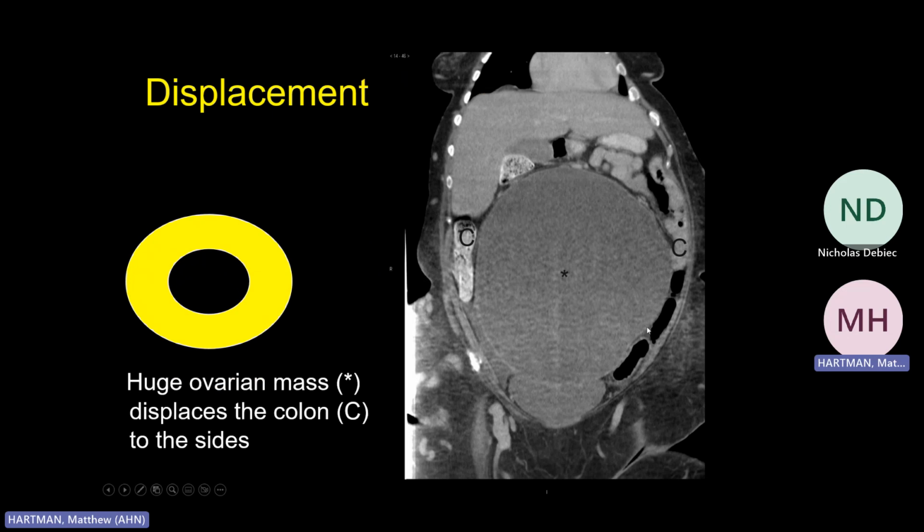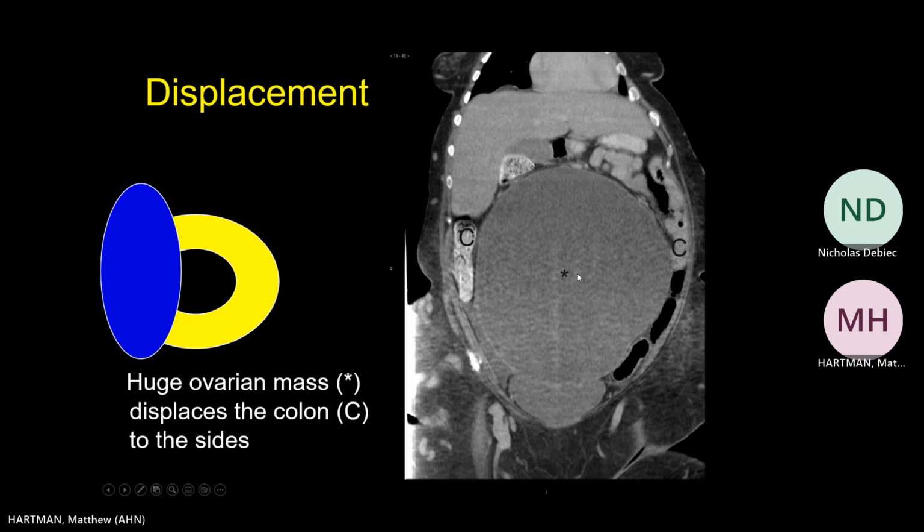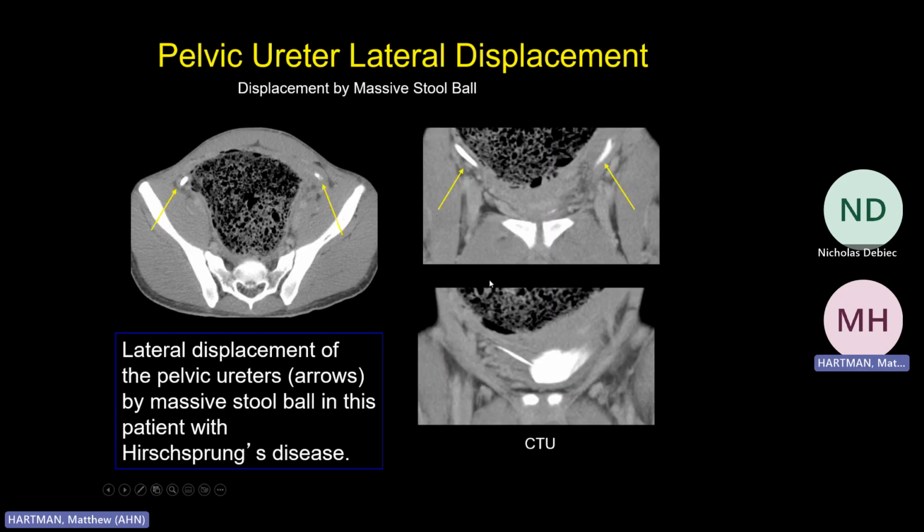Displacement. Here we have a big ovarian cystic lesion, which is pushing the colon out of the way. This is a nice example of displacement. Here's another example with a patient with Hirschsprung's disease with a huge stool ball and is pushing, displacing the ureters laterally. So remember, displacement, push or a pull.